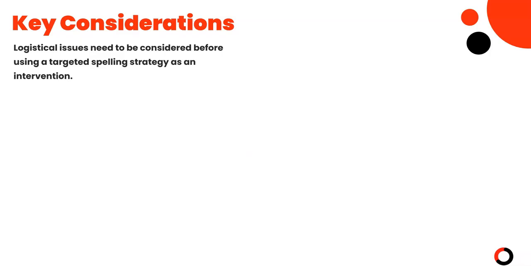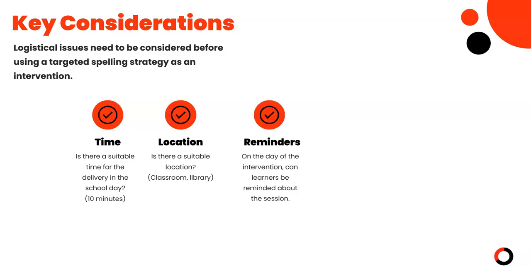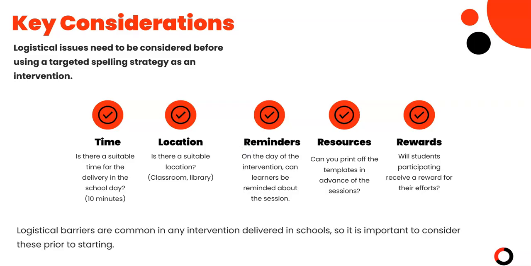And then moving on to the key considerations, logistical issues need to be considered before using a targeted spelling strategy, such as an intervention. Is the time a suitable time of the day for this to be delivered? Is it a suitable location, such as a classroom or library? Will you have reminders on the day to remind the learners? If you're using the templates, can these be printed in advance? And will you link to rewards? So logistical barriers are common in any intervention delivered in schools, so it's just important to consider these prior to starting.